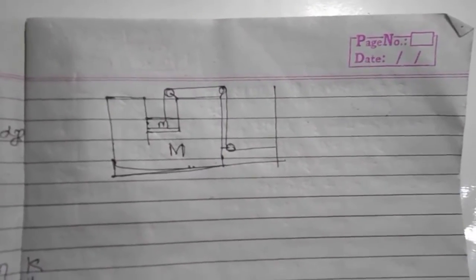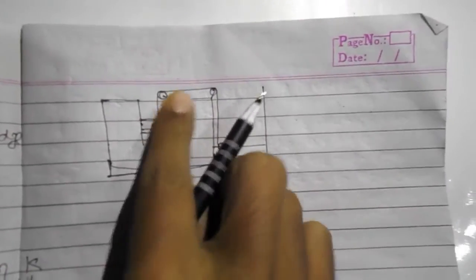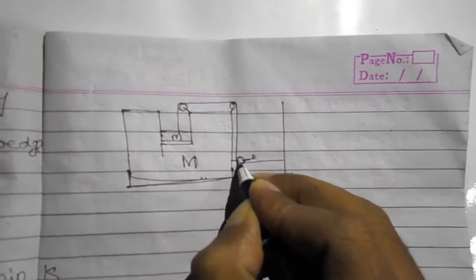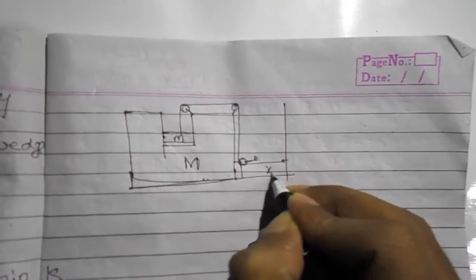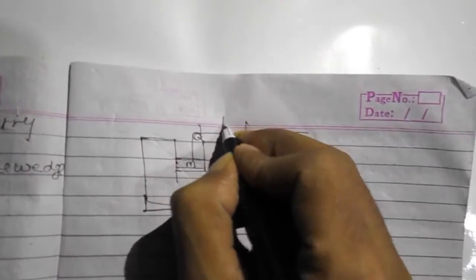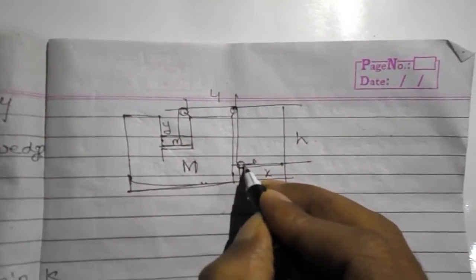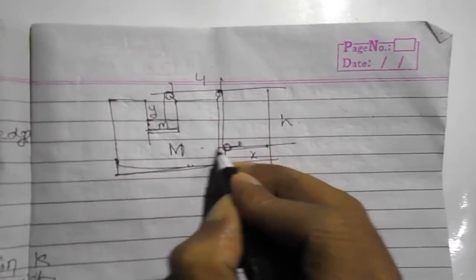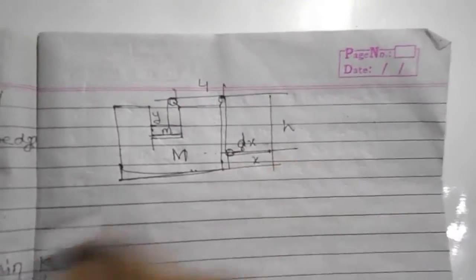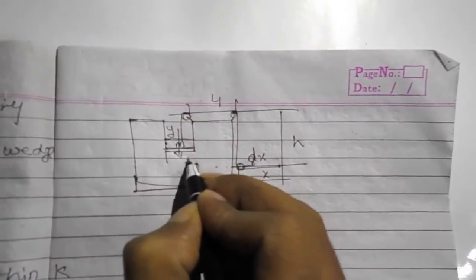And second thing is this string is tight. So let's suppose this moves by an amount. Let's suppose this is x, this height is h, this is L1, and this is y. This bigger block travels in this direction by amount dx, and this comes down by amount dy.